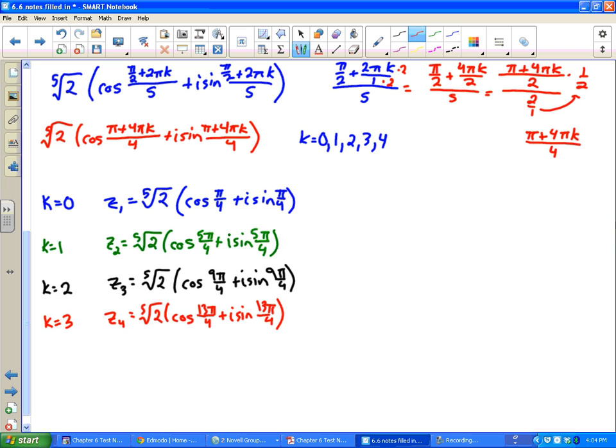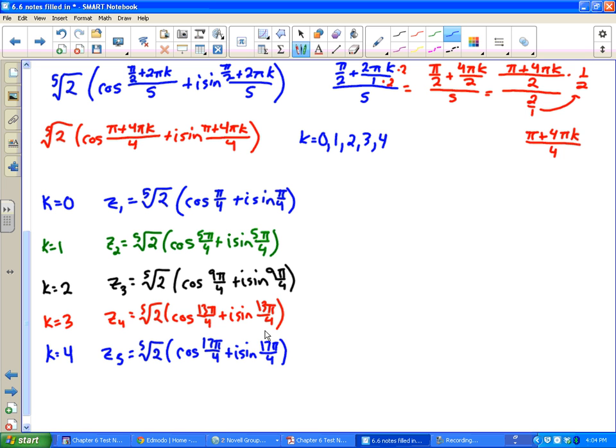And last, k equals 4. It's going to give us our fifth root. So 5th root of 2 cosine. We're plugging in 4. 4 pi times 4 is 16 pi, plus another pi is 17 pi over 4, plus i sine 17 pi over 4.